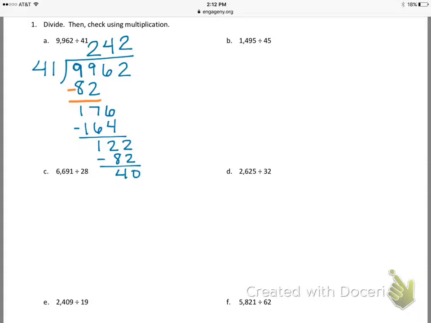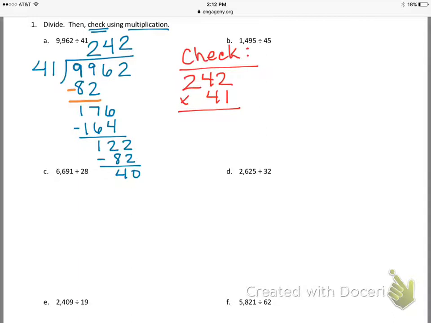Okay. Now, according to my directions, I'm supposed to be checking my answers using multiplication. I do want everybody to get in the practice of checking their work, because there are a lot of places where you can make mistakes in division, and it's a good idea to check. To be clear about what I'm doing when I check, I am taking my quotient and multiplying it by my divisor. So 242 times 41. This is good practice remembering how to multiply multi-digit numbers.